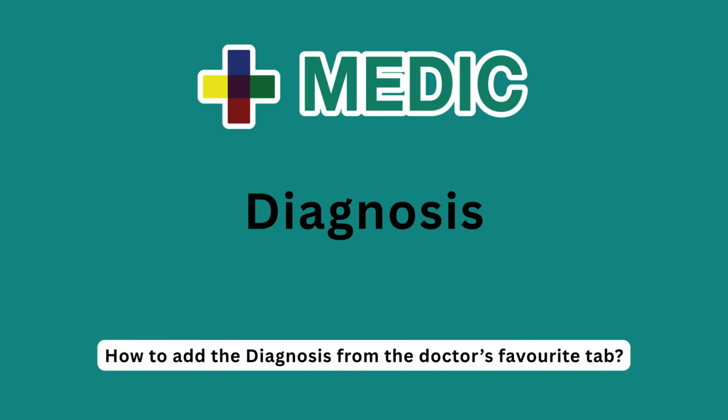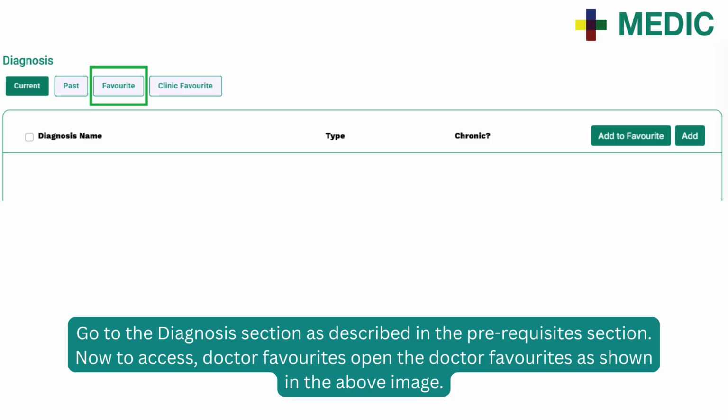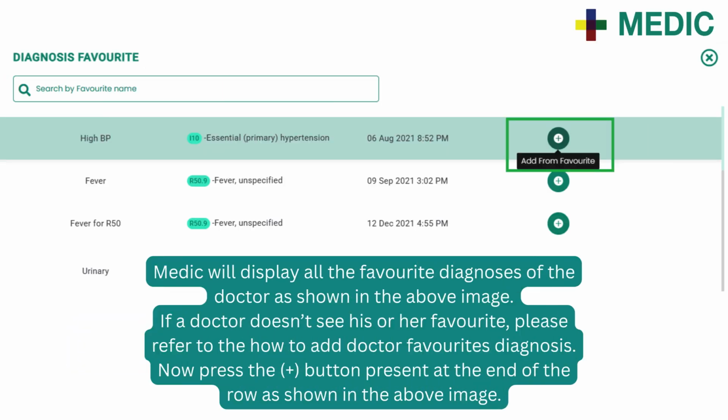How to add the diagnosis from the Doctor's Favorite tab. Go to the Diagnosis section as described in the Prerequisites section. Now to access Doctor Favorites, open the Doctor Favorites as shown in the above image. Medic will display all the favorite diagnoses of the doctor as shown in the above image. If a doctor doesn't see his or her favorite, please refer to the How to Add Doctor Favorites diagnosis.